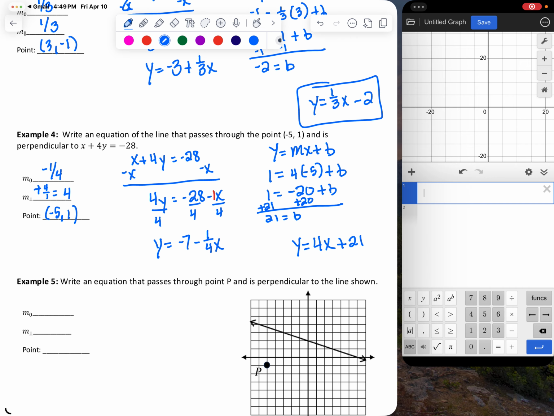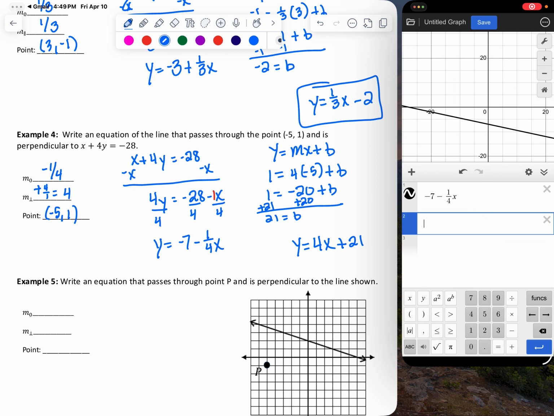Now let's check this answer. Our original line was -7 minus 1/4 x. Our new line that's going to be perpendicular to that is 4x + 21. And then we want to make sure that line goes through the point (-5, 1), label. Yes, it does. So we know we can box that in.